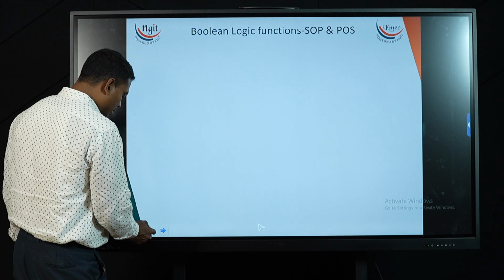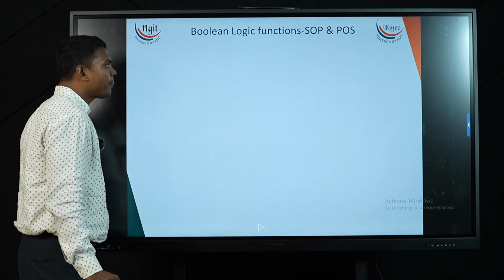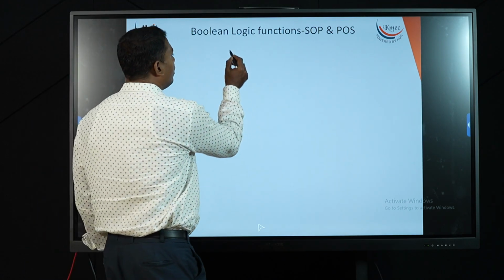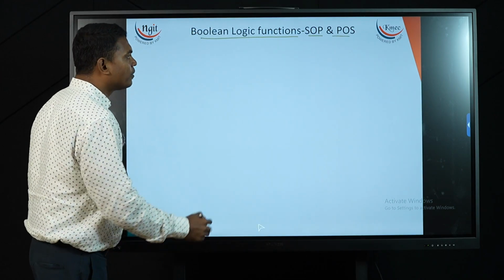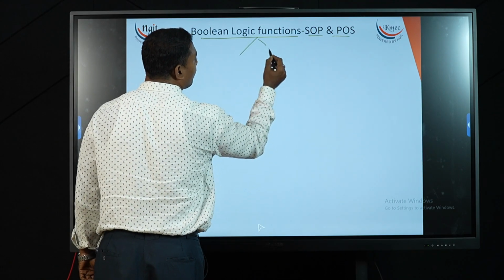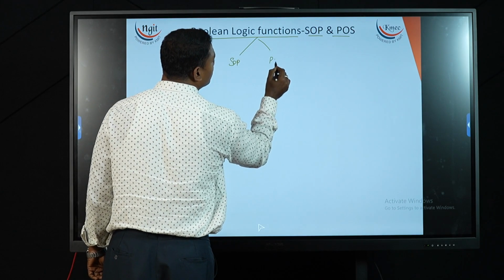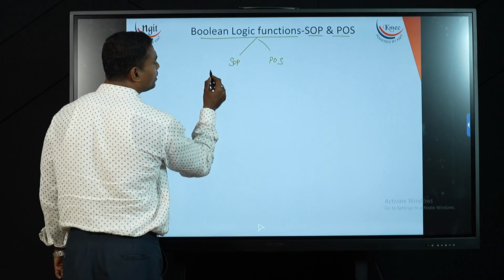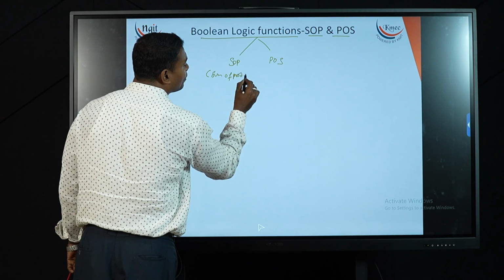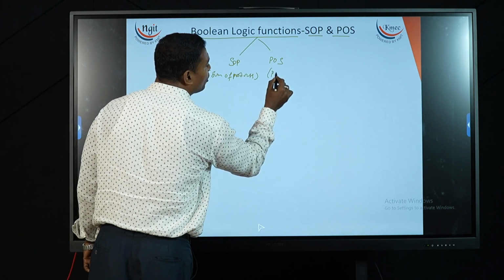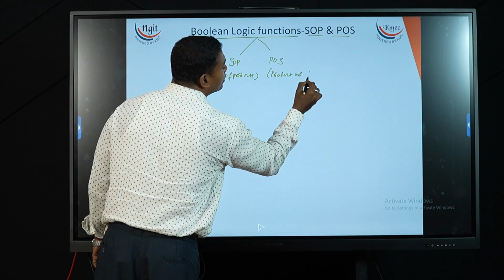Boolean logic functions. Now, what do Boolean logic functions represent? Let's see. Boolean logic functions are categorized into two things: SOP and POS. Everyone knows what SOP is, that is sum of products, and the other one is product of sums.